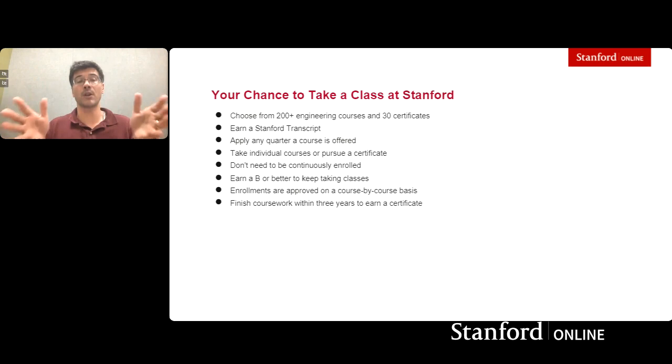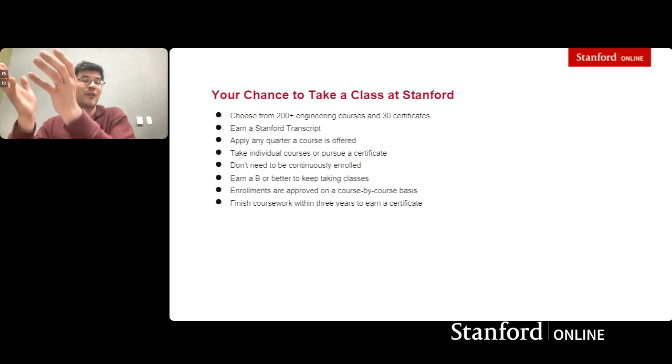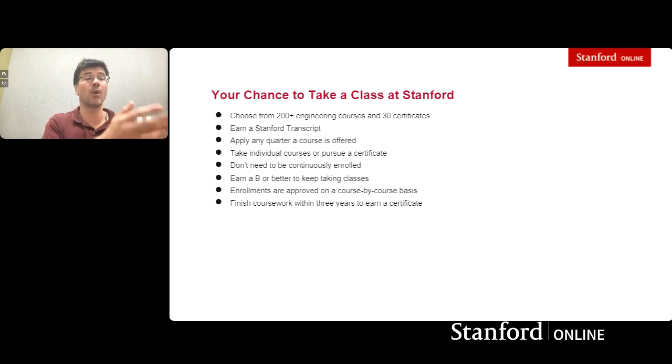At the end of it, you're going to earn a Stanford transcript, just like the on-campus students, and you will earn a grade. What makes it a little more flexible than being a matriculated student is that you don't need to take a course every quarter. You can apply any quarter that there's a course that interests you. Maybe you see something I talk about today that you're interested in this spring, and you apply to enroll in that course. You look at the summer offerings and say, there's nothing there for me. There's nothing for you in the fall, but in the winter, you see another course that interests you. Great, then you apply to enroll in that course.